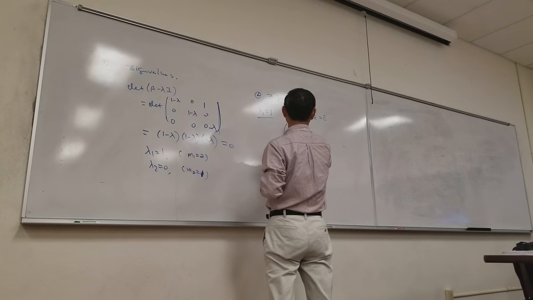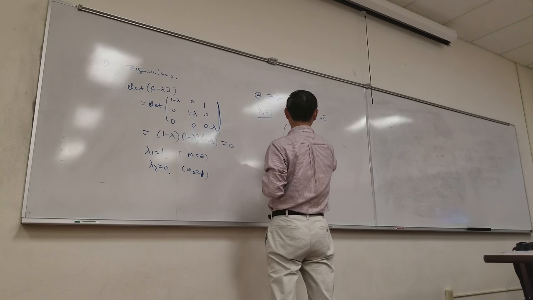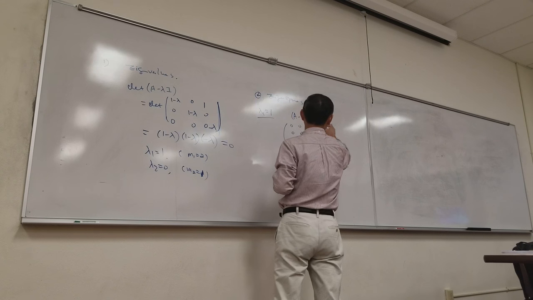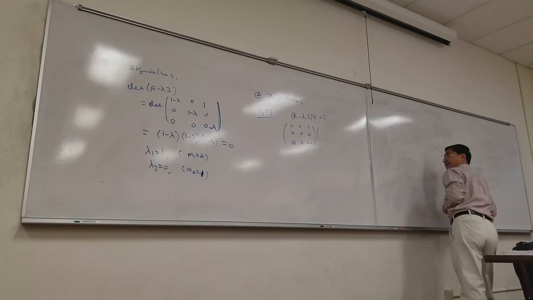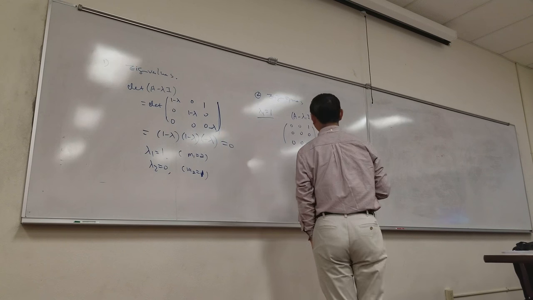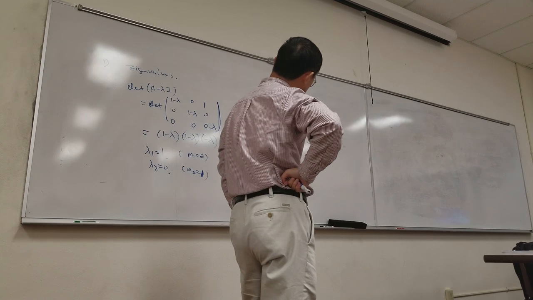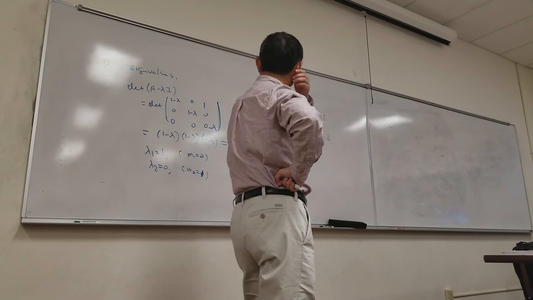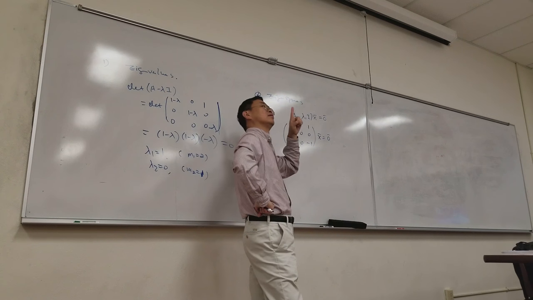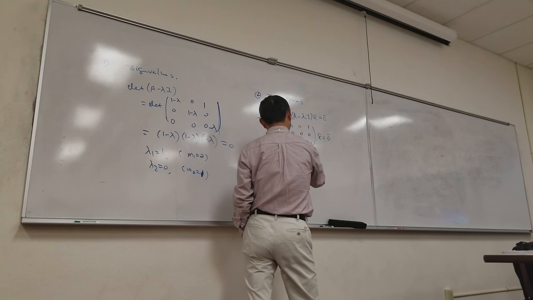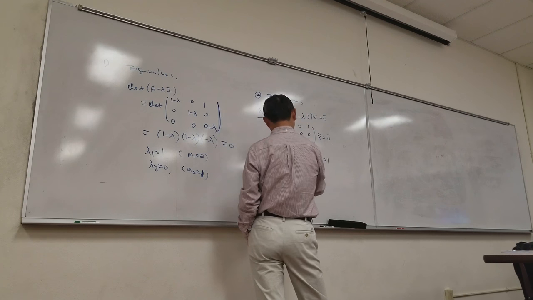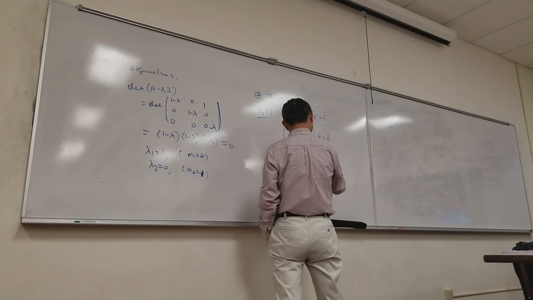So just 0, 0, 1, 0, 0, 0, and zero, zero, negative one. What's the eigenspace? How many leading ones are there? One. So what is the rank of the image? One. Good. So what's the rank of the kernel?